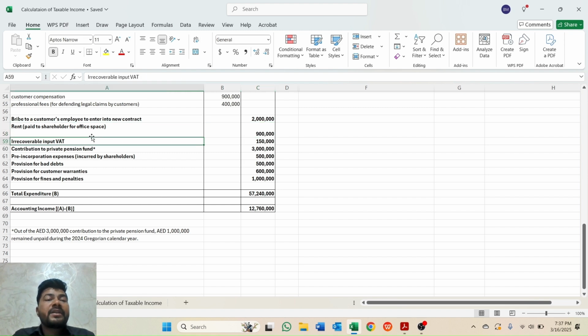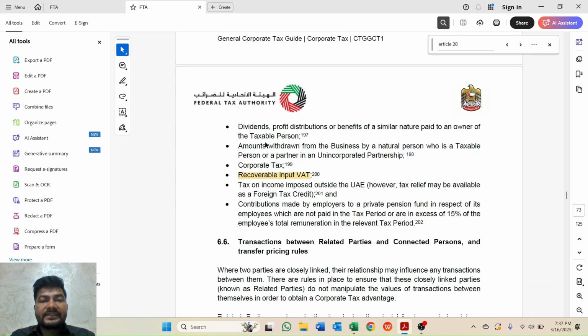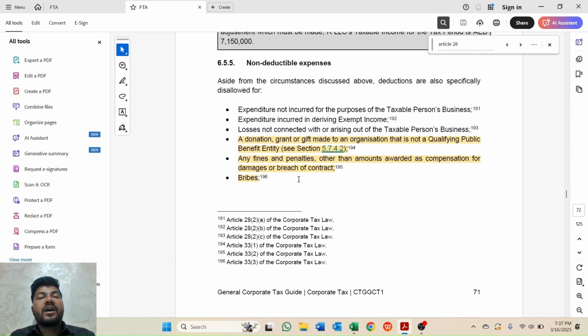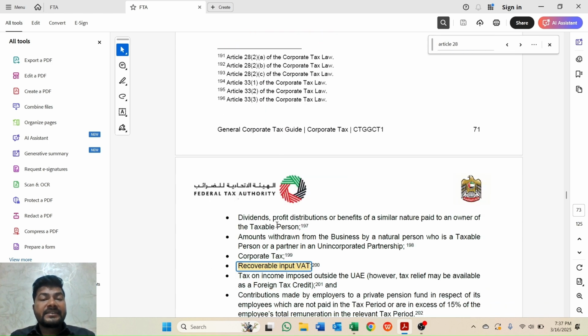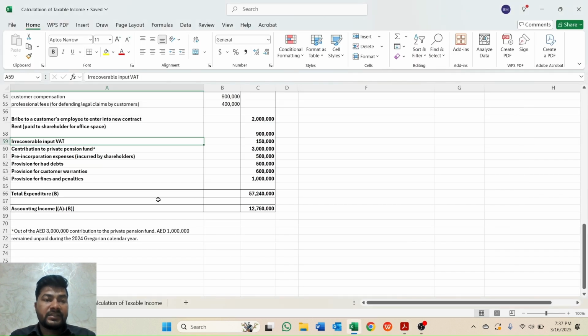Now irrecoverable input VAT, you can again come here. You can see here recoverable input VAT is disallowed. However, since it is irrecoverable input VAT, it is allowed as a deduction. So we will not do any adjustment to irrecoverable input VAT.